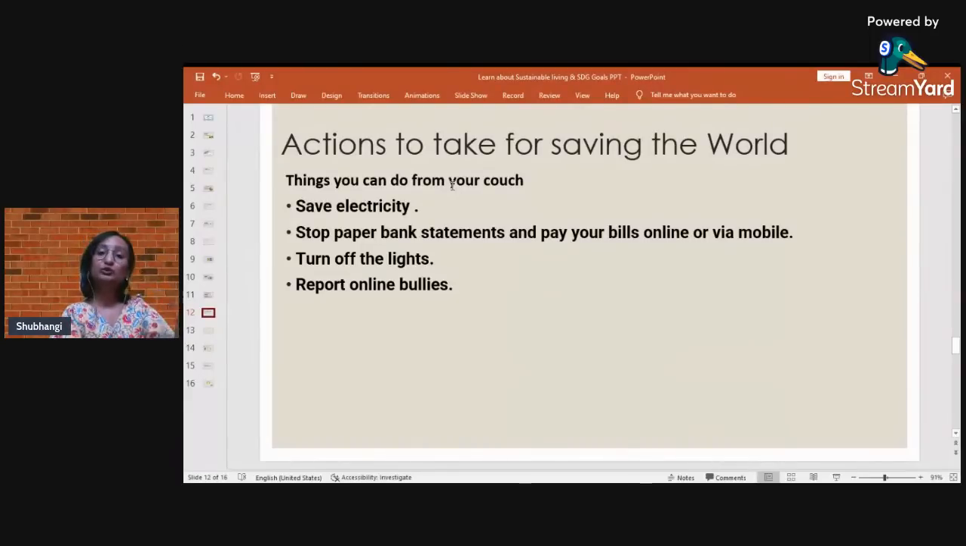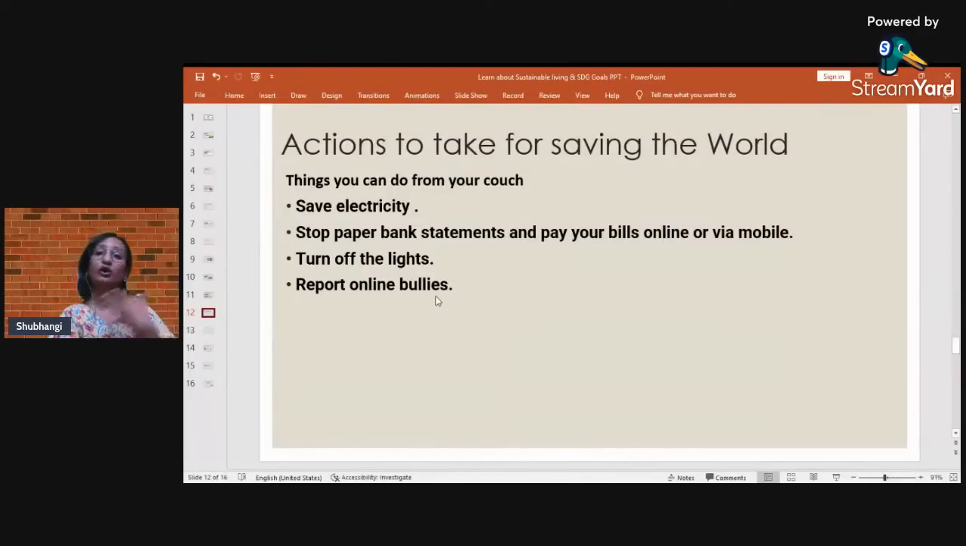Actually, the United Nations, UNESCO, and other organizations have given this challenge to each one of us, to attain all 17 goals in each country by 2030. So we have to start taking action. So how can we do it? Some points are: save electricity, stop paper bank statements and pay bills online or through mobile banking, turn off the lights, report online bullies. Very important point: report online bullies.